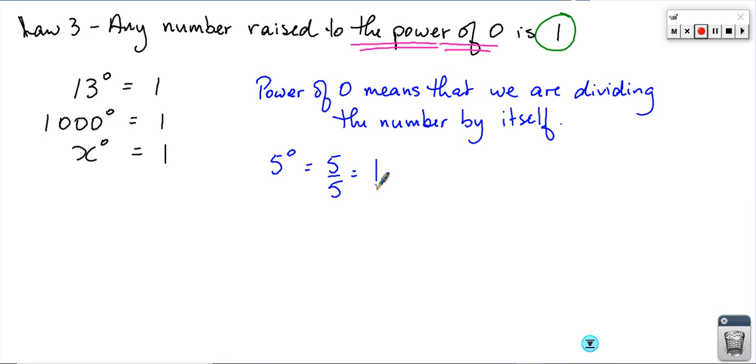So what is the exception? The only exception is 0 to the power of 0. Because if you divide 0 by 0, there is no result. All right? That's what we call a mathematical error. All right? We cannot divide by 0. So this is not equal to 1. All right? It has no answer. We cannot divide by 0.